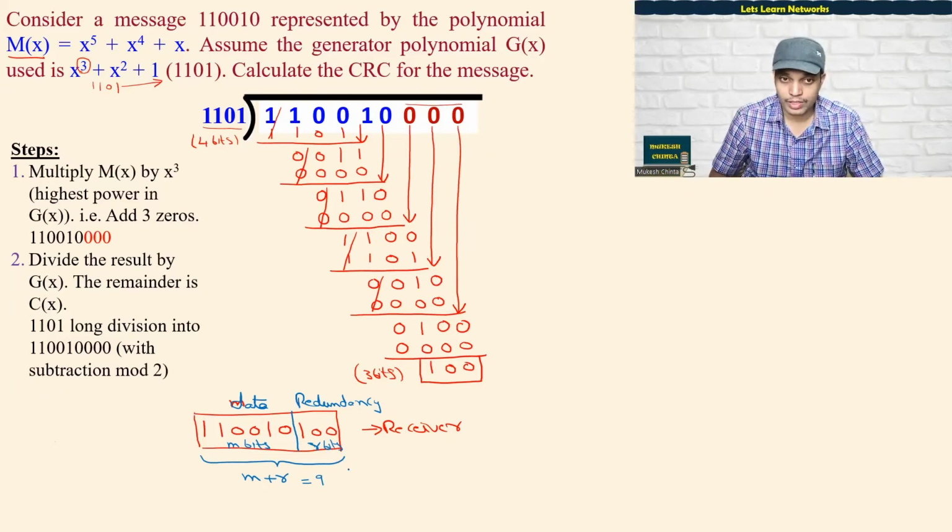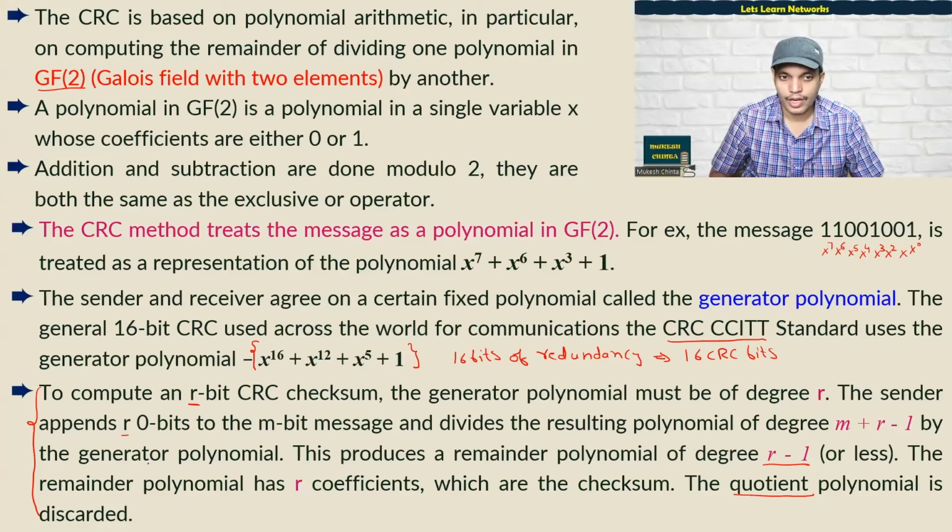Now I'm going back to read this particular sentence. Okay, so let me read it. To compute an r-bit checksum, if you want a 3-bit checksum, let us assume the generator polynomial must be of degree r. That means your generator polynomial's first coefficient should be x cube at least. The sender appends r 0 bits. So add 3 0 bits to the m-bit message and divides the resulting polynomial of degree m plus r minus 1 by the generator polynomial. That's what you just did. And this produces a remainder polynomial of degree r minus 1 or less. The remainder polynomial has r coefficients. You have it or not?